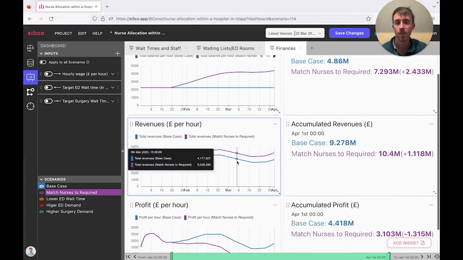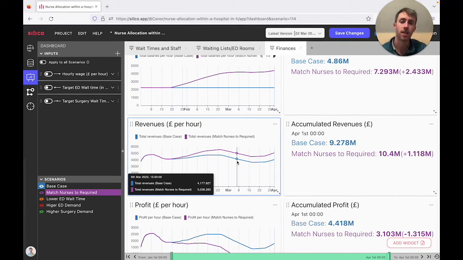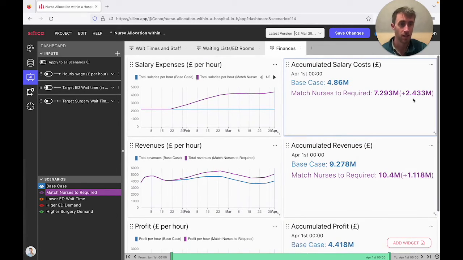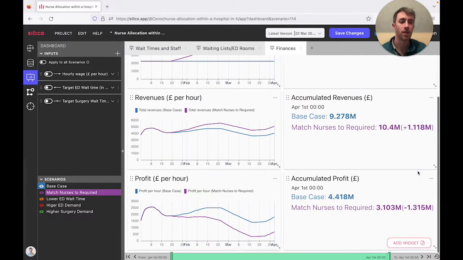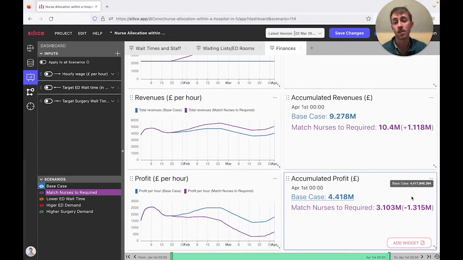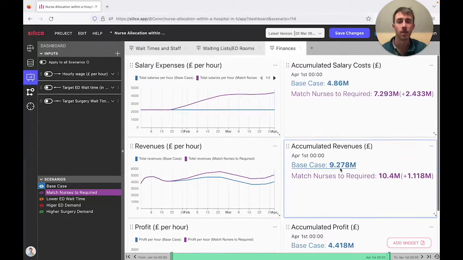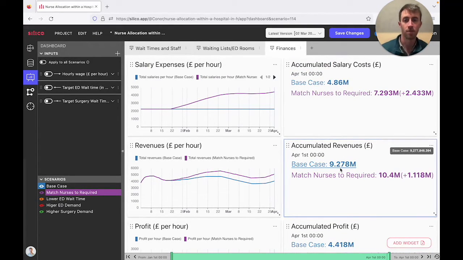We can also see our revenues here increase because we're treating patients faster, and therefore there's more patients treated over the period of the simulation. So we've increased our revenues by about 1.1 million. However, our costs have increased by about 2.43 million, and therefore our accumulated profit is about 1.3 million lower than it would be in the base case. So we can essentially see what the cost of this policy would be, of actually hiring to meet the target wait times, and then we can use that to make a decision around whether or not this is a viable option or whether there is insufficient funding and we therefore need to just focus on allocating staff in whatever is the most effective way possible.